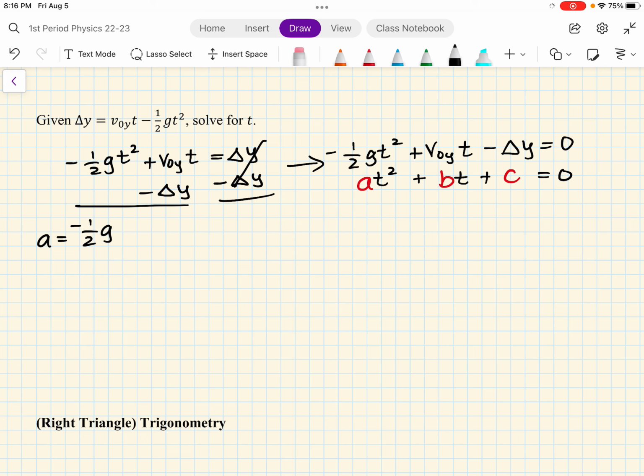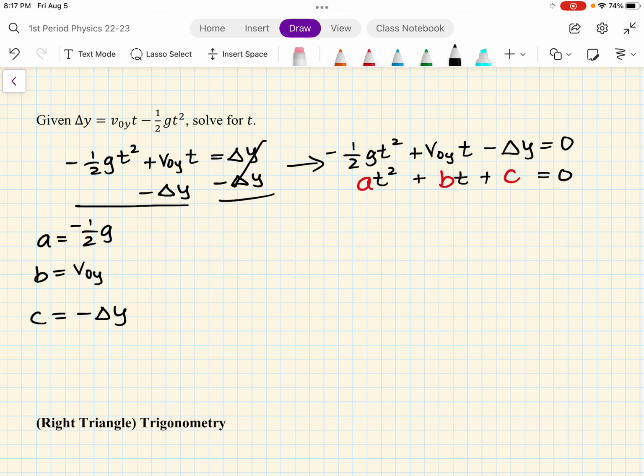G is a number. It's actually constant on planet Earth, because a is whatever t squared is not. Okay, so 1/2 g t squared. We break this one, and this is our, well, sorry, I need to include the negative sign, and this is our a. Now we'll do the same for b. In this case, b will be v naught y, and then c will be negative delta y. So to solve this one, you could use the quadratic equation.